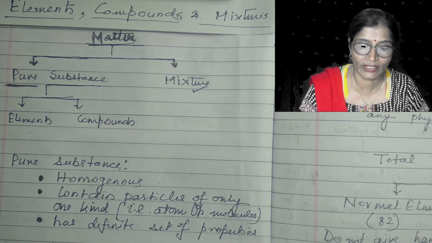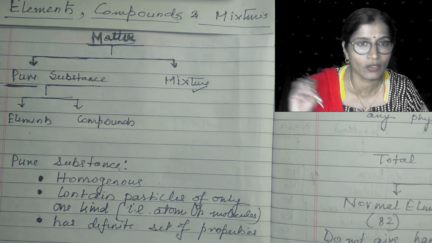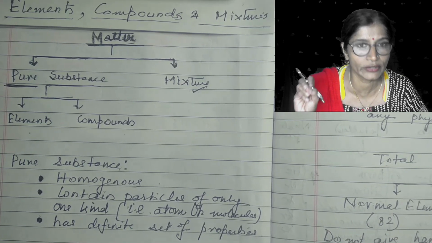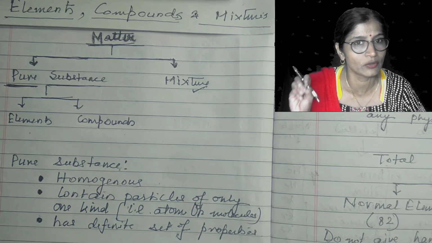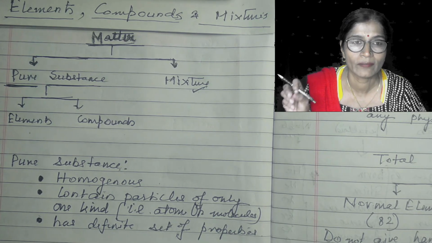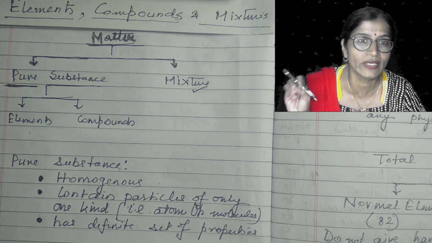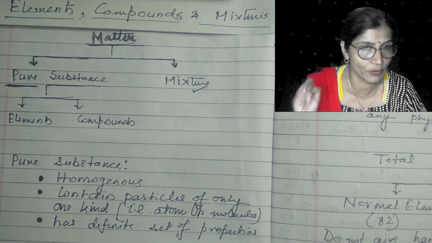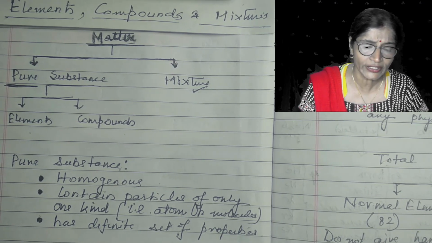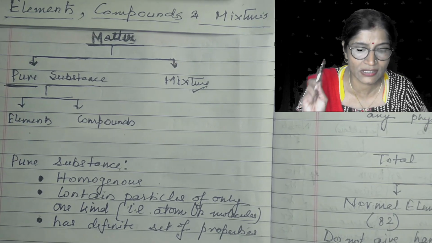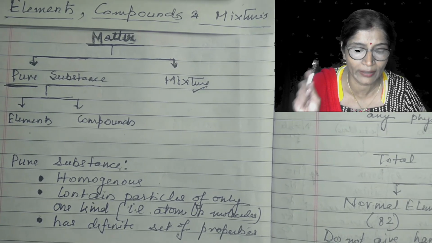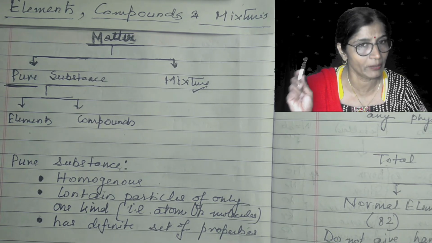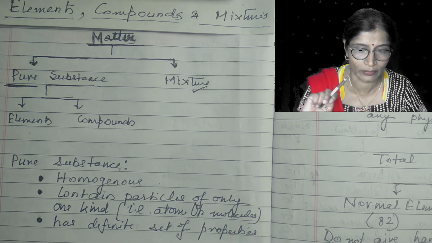If I think about pure common salt, where no impurities are there, then common salt, sodium chloride, consists of sodium chloride molecules. Pure water consists of only water molecules. No other molecules are there if the water is pure. So a pure substance consists of only one type of particles, maybe atoms when it is an element, or maybe molecules when it is a compound.